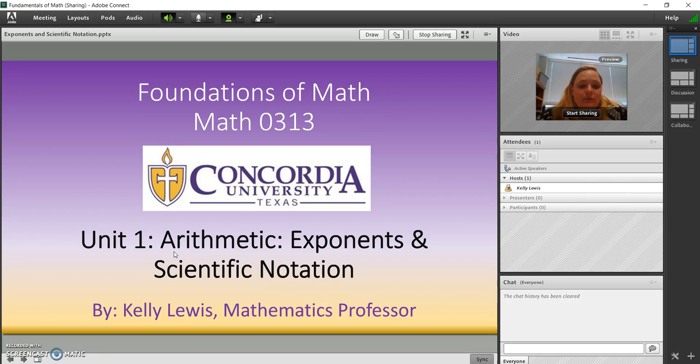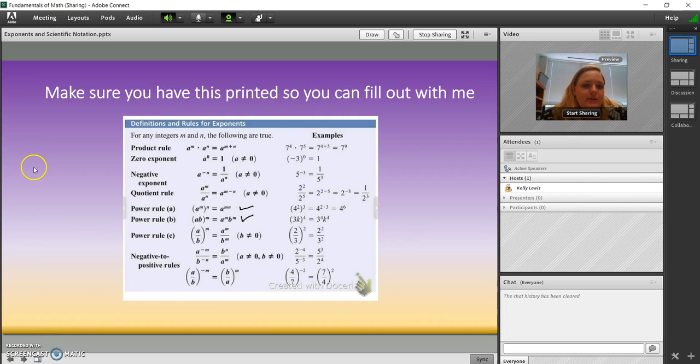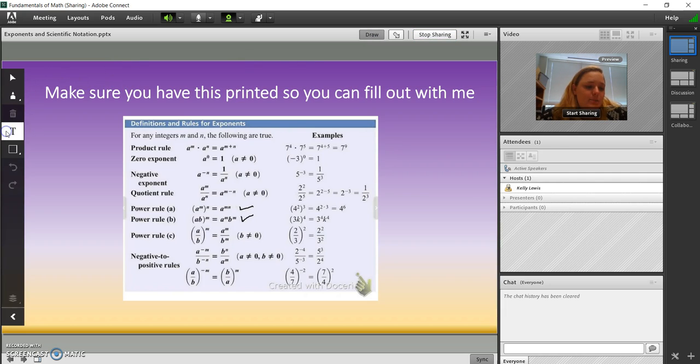Okay, so now we're going to learn about exponents and scientific notation. Here's the thing with the rules of exponents: right now I don't want you to necessarily memorize them. I want you to look at some patterns. That's all math is, right? Some patterns are way easier than others.